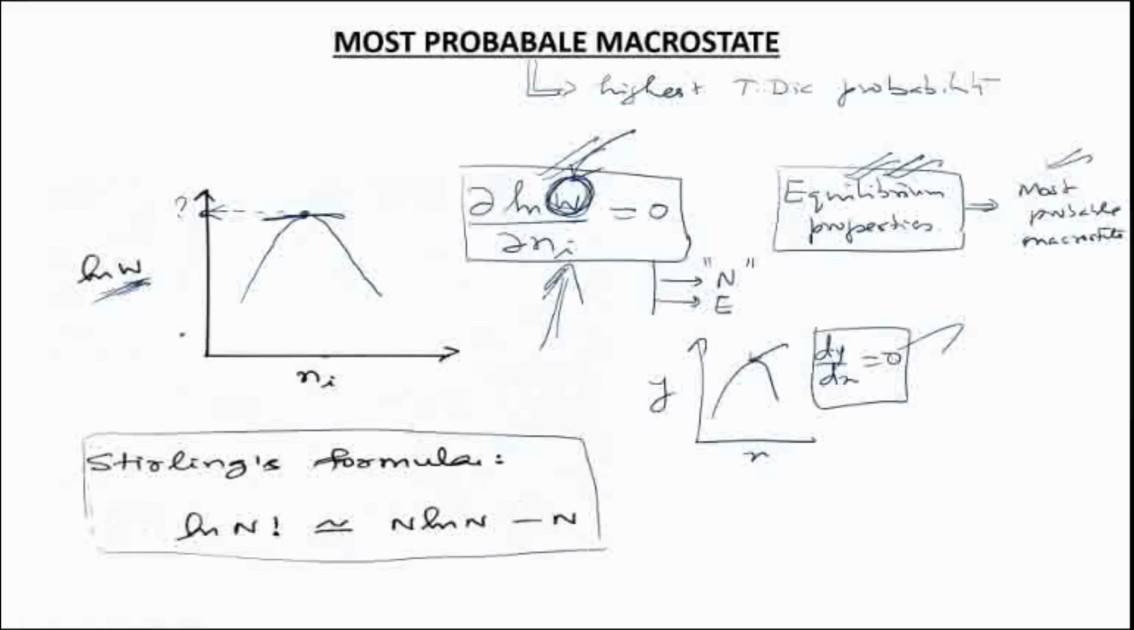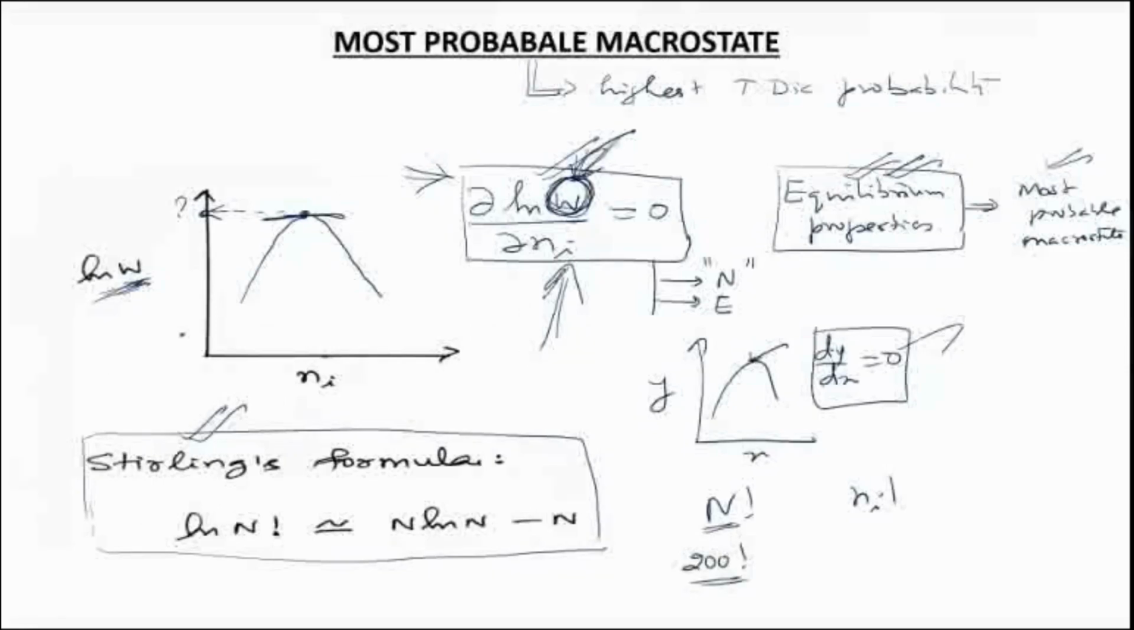Now, Stirling's formula. When you use this formula, dou ln W by dou Ni equals 0, you will end up with factorials, because in the general formula of W we have n factorial and ni factorial and so on. But keep this in your mind: the system that we are going to handle is a huge system containing a minimum of Avogadro number of particles. So these N values are very, very high. You know very well that in a calculator you cannot find the value of 200 factorial itself.